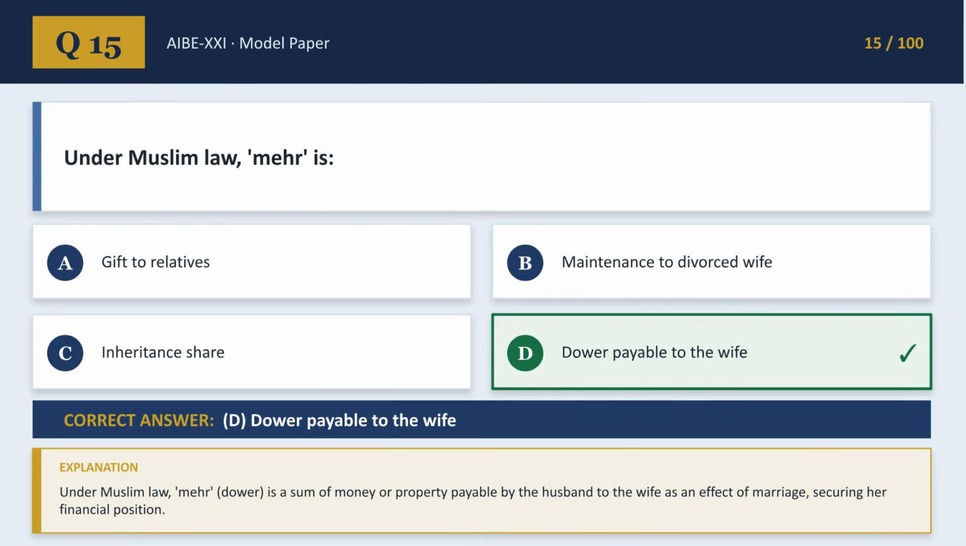Question 15. Under Muslim law, mahr is defined as the dower payable to the wife. The correct answer is D. Mahr is a sum of money or property payable to the wife upon marriage, ensuring her financial security.